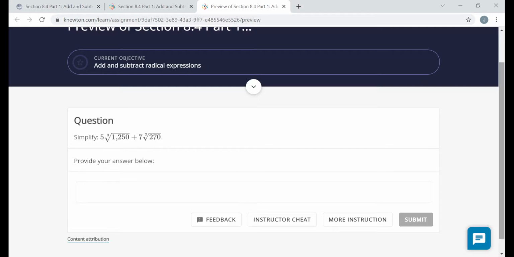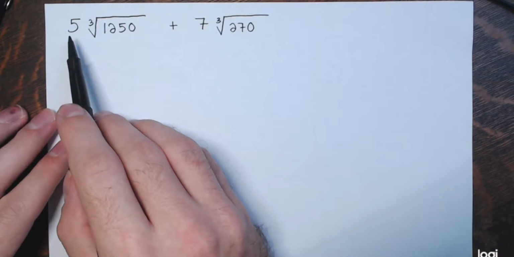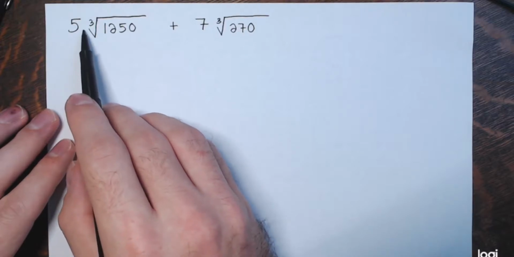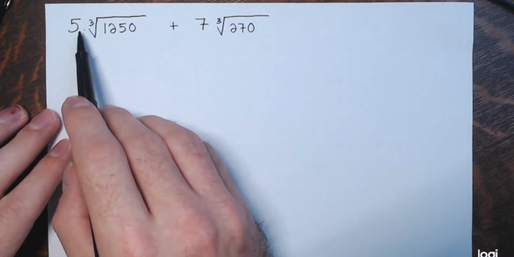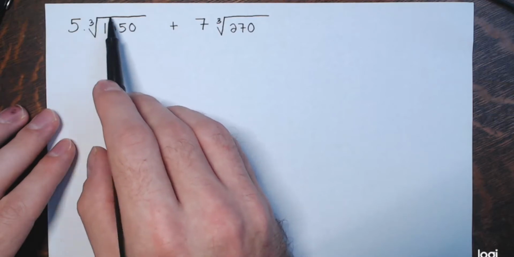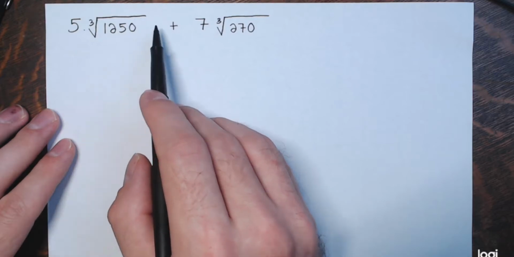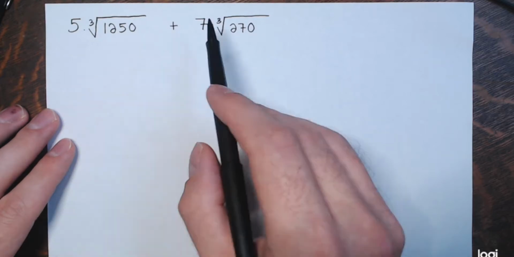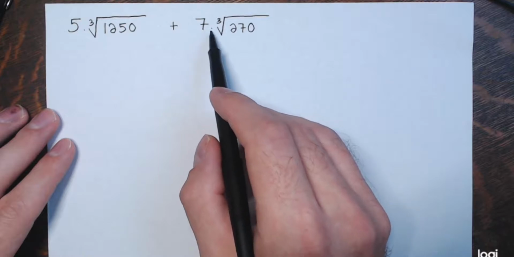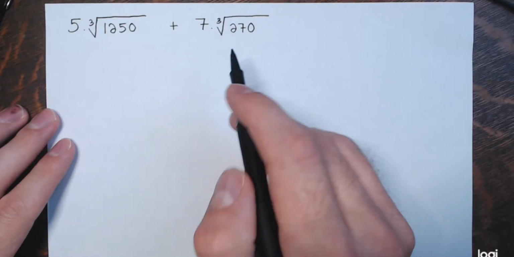So let's pull this up on some paper and get to it. For this first question we have 5 times, remember, if there's nothing between stuff and they're just touching, that's like multiplication, 5 times the cube root of 1250 plus 7 times the cube root of 270.